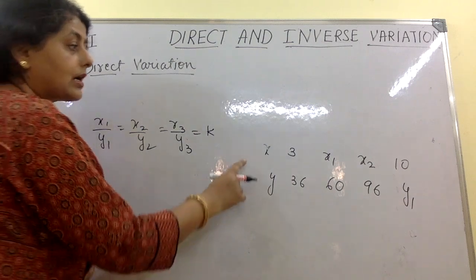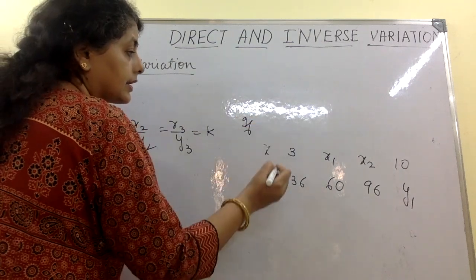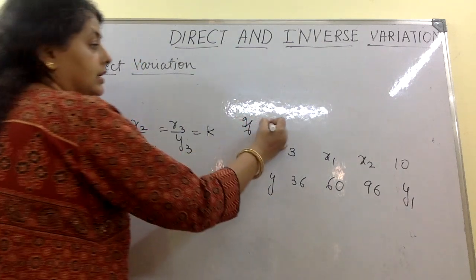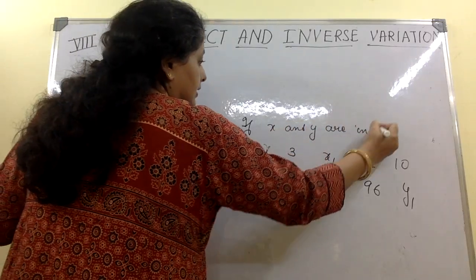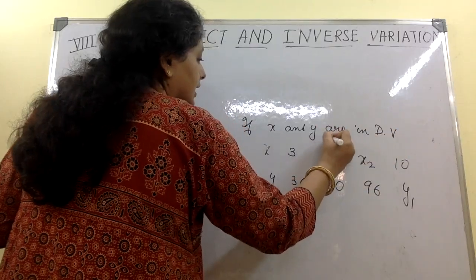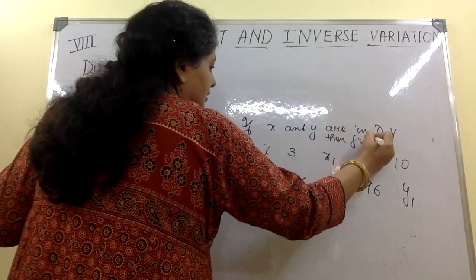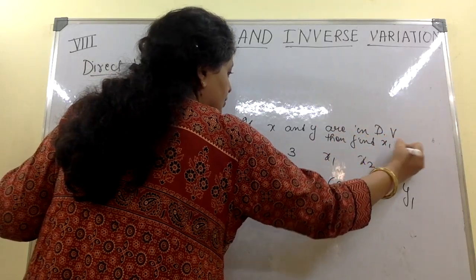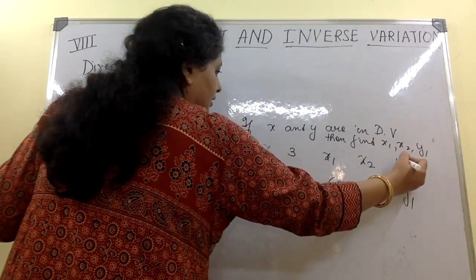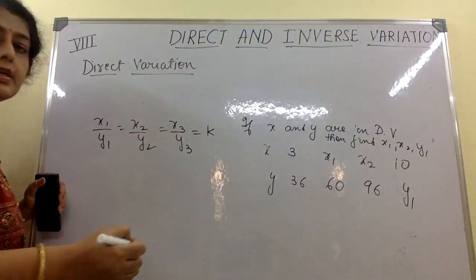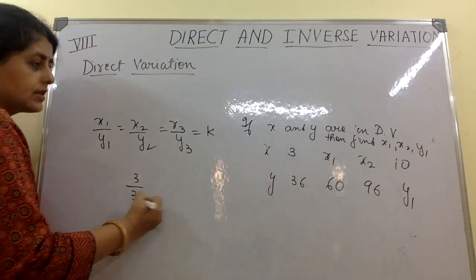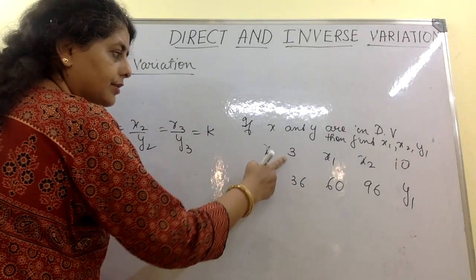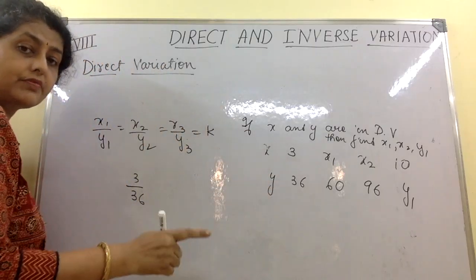Now here we are asked, if x and y are in direct variation, then find x1, x2 and y1. Find these three. How to find? We are just going to equate the ratio 3 by 36. One of them, both are given. We'll find these sums in the beginning of the exercise.